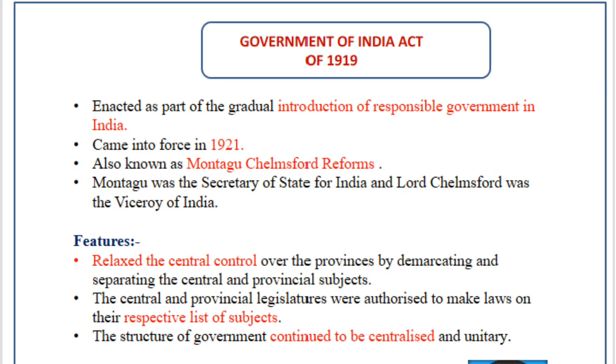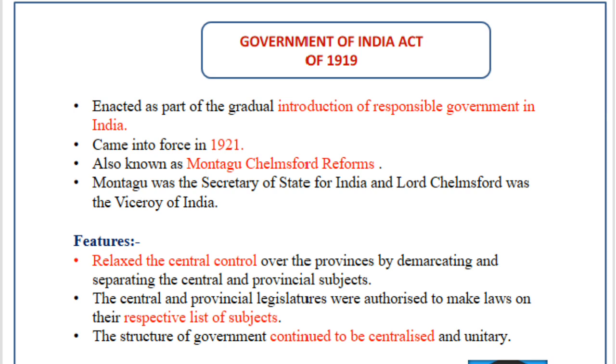Government of India Act of 1919. As a response to the Montagu Declaration, the British government enacted the Government of India Act of 1919. This act came into force in 1921. This act is also known as the Montagu-Chelmsford Reforms because Montagu was the Secretary of State for India and Lord Chelmsford was the Viceroy of India.